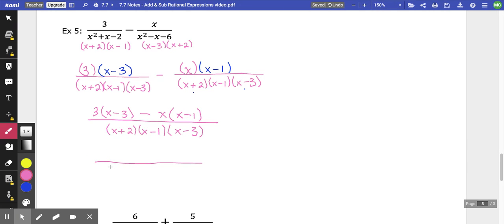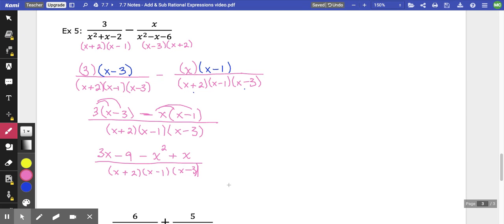And now I just need to simplify. So I'm going to say x plus 2, x minus 1. This is the least common denominator for the two of them. And then I need to distribute this 3 in here, so that would give me 3x minus 9. And over here, I've got a minus x that I'm distributing. So that would give me a negative x squared, and then a negative x times a negative 1 would be plus x.